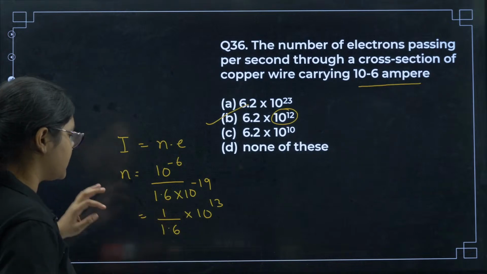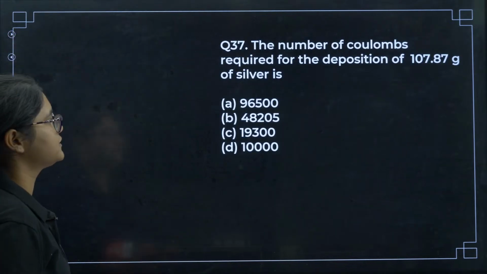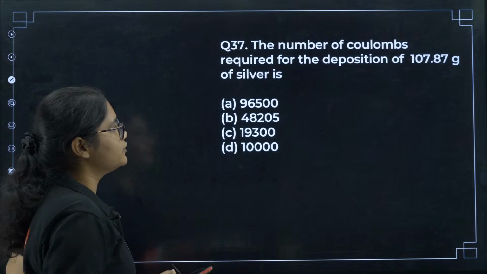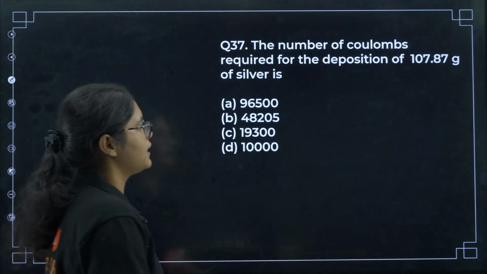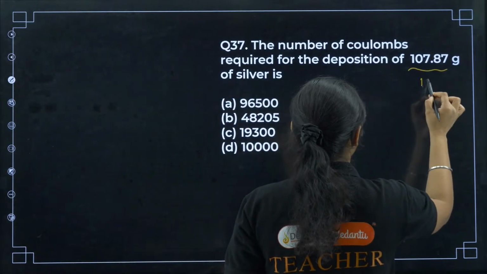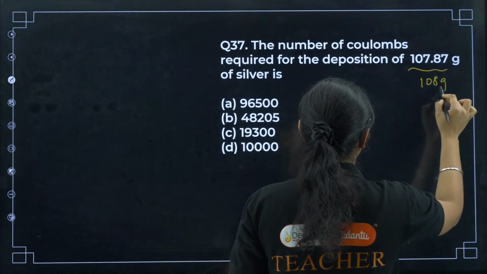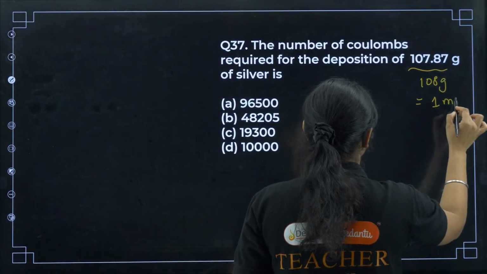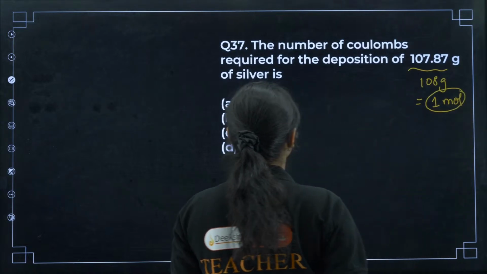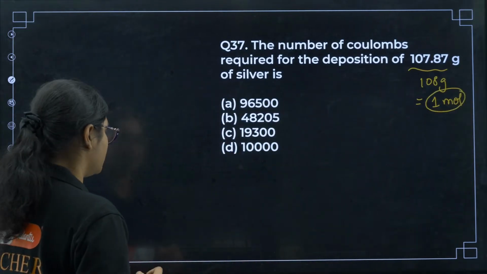Yes, Shagufta is correct here. Okay, next question number 37. The number of coulombs required for the deposition of 107.87 grams. So you can almost approximate it to 108 gram, or we can almost say that 1 mole, right? So for deposition of 1 mole silver, what number of coulombs is required?